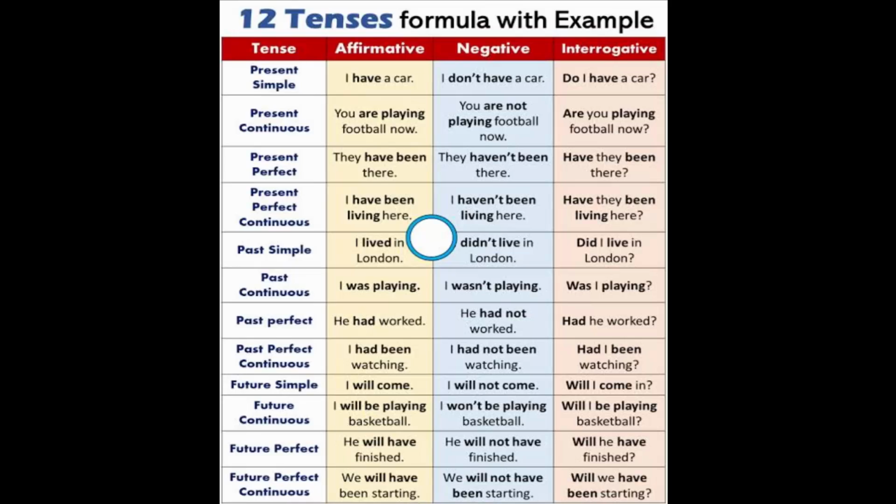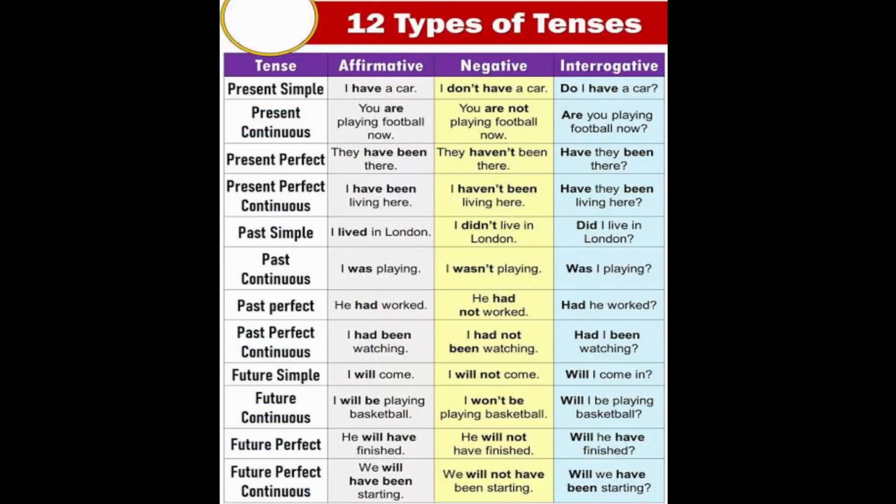Past perfect, he had worked. Negative, he had not worked. Interrogative, had he worked? Past perfect continuous, I had been watching. Negative, I had not been watching. Interrogative, had I been watching? Future simple, I will come. Negative, I will not come. Interrogative, will I come? Future continuous, I will be playing basketball.